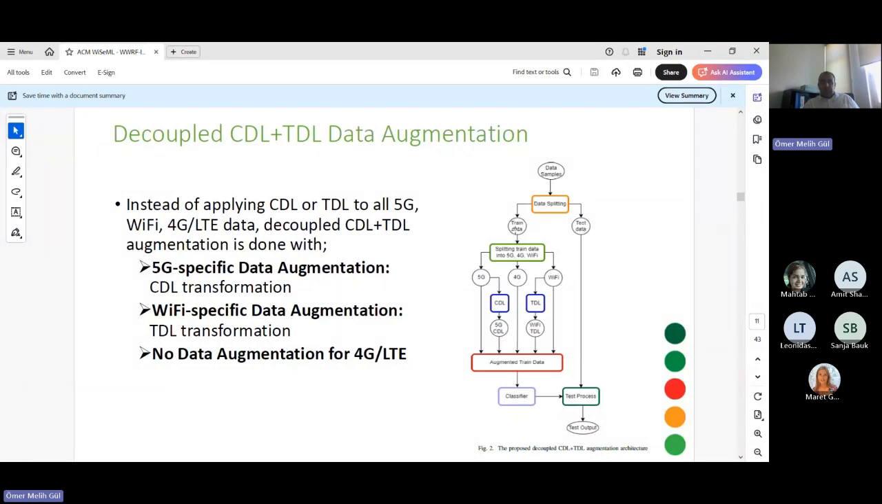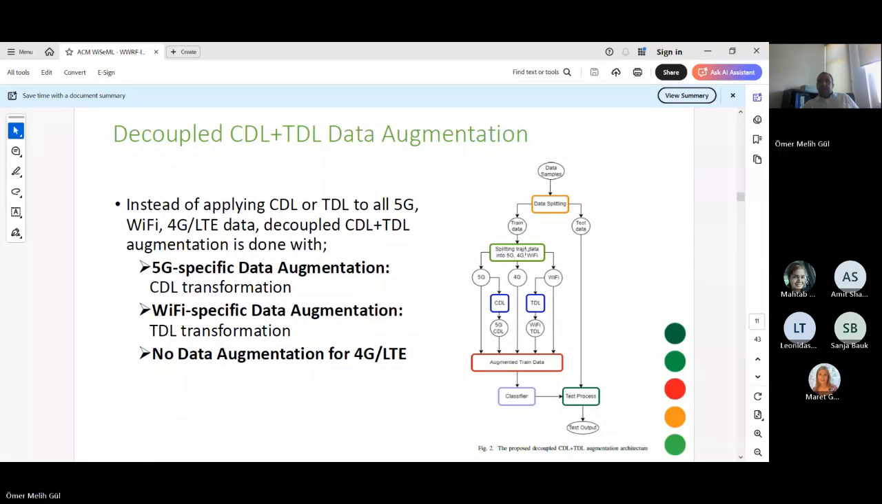And we know the train data, which of them are 5G, which of them are 4G, which of them are Wi-Fi. So we separate them, then we augment all, but with different transforms. For 5G with CDL, for Wi-Fi with TDL, for 4G, nothing. And we augment the train data, then we have a classifier, and then we use test data to test the process and test the output.